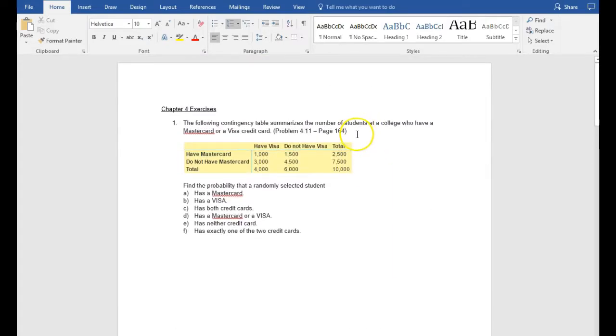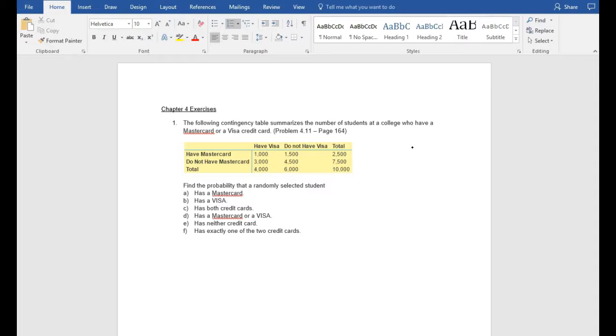The following contingency table summarizes the number of students at a college who have a MasterCard or a Visa card. So remember I said contingency tables were going to creep up later on in the semester. Now is the case. So here we go. Find the probability that a randomly selected student has a MasterCard.